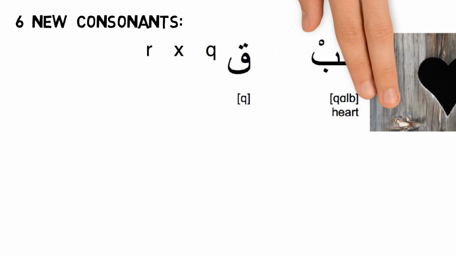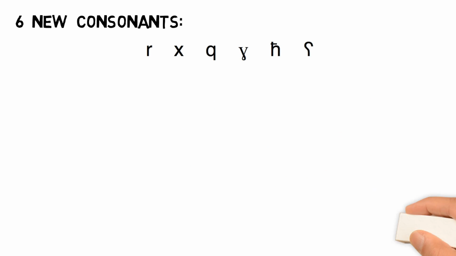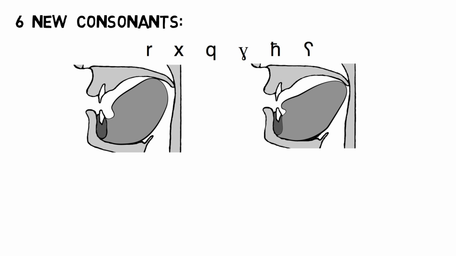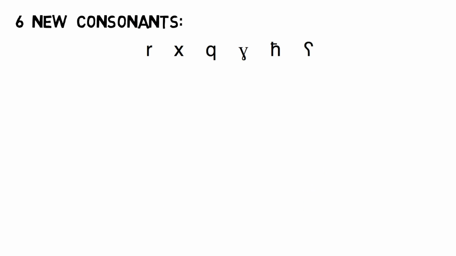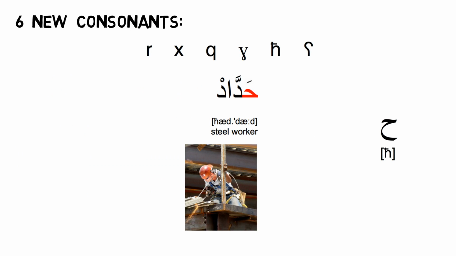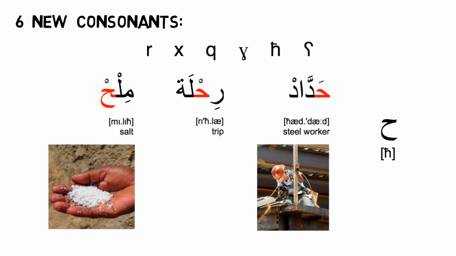Then came q, as in qalb, which was a K-like sound that's made by bringing the back of your tongue to your uvula, even further back behind a K. So you get q instead of k. So this one's qal rather than kal. Then we had h, as in haddad, rihla, and milh. A sound made by constricting your throat below the base of your tongue at your epiglottis, which is what you will do naturally when you drink something cold.